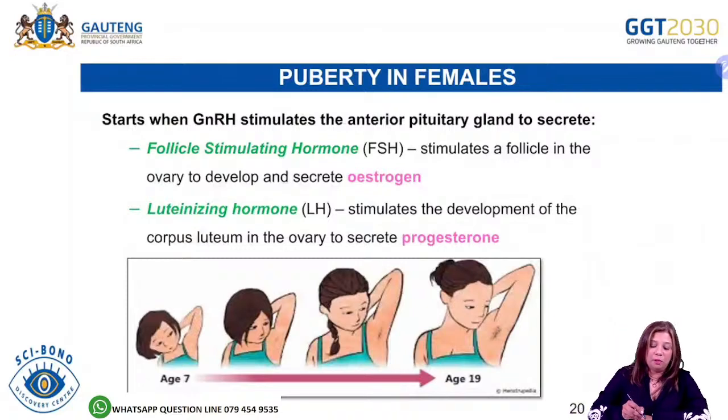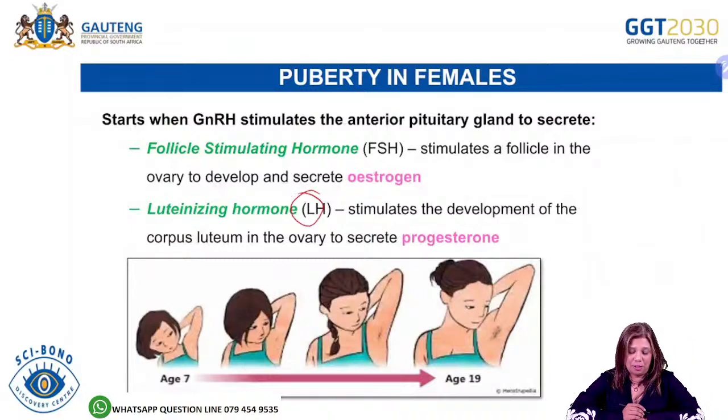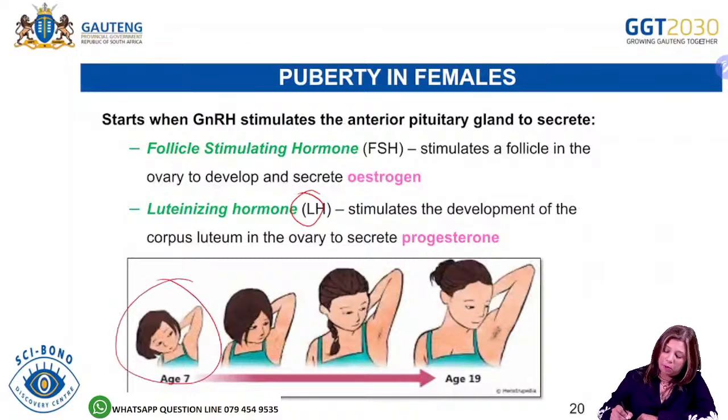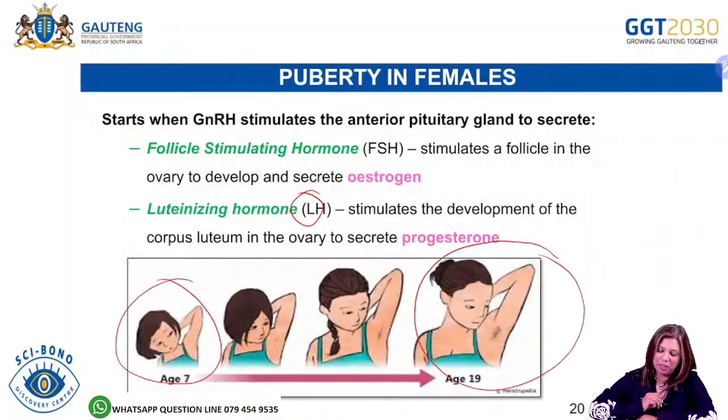And then we have the luteinizing hormone, which we abbreviate LH. LH stimulates the corpus luteum of the ovary to secrete progesterone. Now, if you remember from our hormones, we know progesterone, P for pregnancy. Progesterone is that hormone which is related to the process of pregnancy. So we've learned about these two hormones, the follicle stimulating hormone and the luteinizing hormone. If we look at the diagram of the girl there, age 7, and we compare her to the girl age 19, we can see a difference.